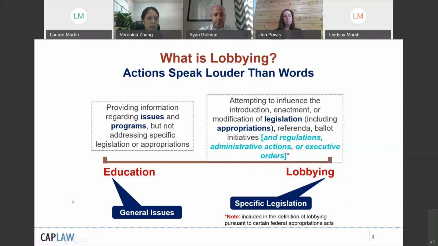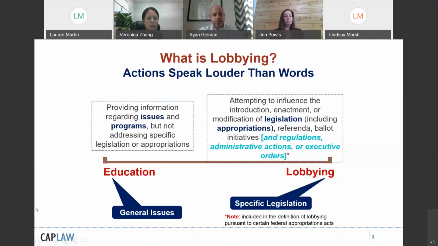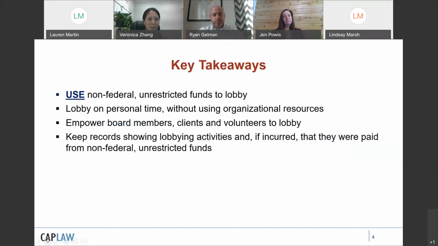When it comes to lobbying, again, the actions and the activity itself is more important than the label that you provide to it. And so as long as it's pertaining to that type of legislation, we would treat that as lobbying. And because community action agencies are subject to rules that govern federal funding, we at CAPLAW always recommend that if you are taking action on legislation, that you think of that as lobbying. So again, just because it's lobbying and you call it lobbying doesn't mean that it's an activity that community action agencies can't engage in.